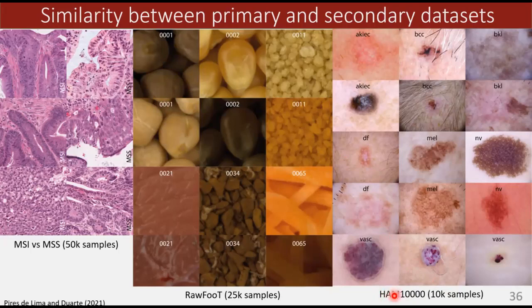And finally, we have the HAM10000 data set. These are images of skin lesions, so this is a dermatoscopic data set. Our idea here was that these data sets are much more similar to thin sections than ImageNet, which has such a large variability.